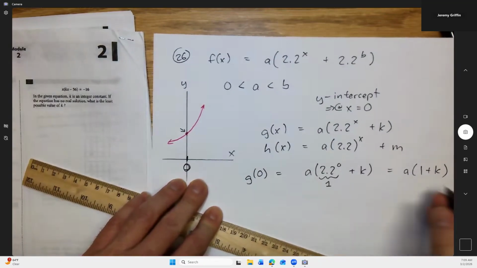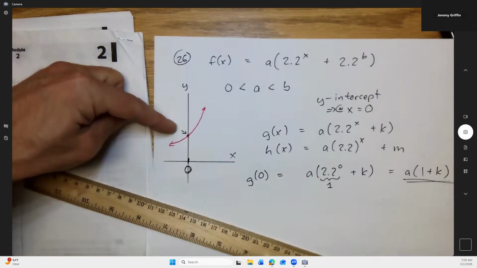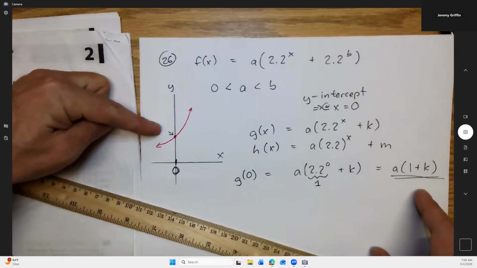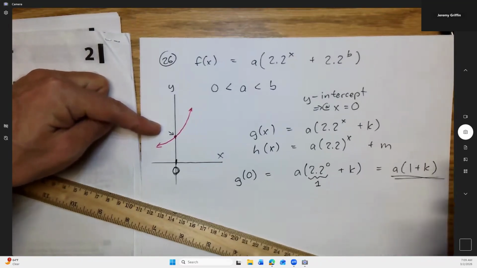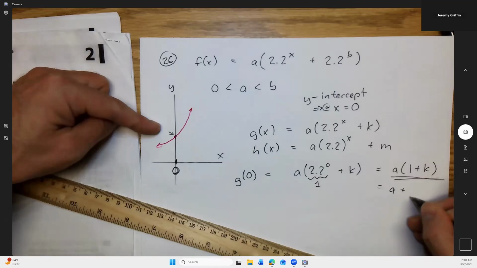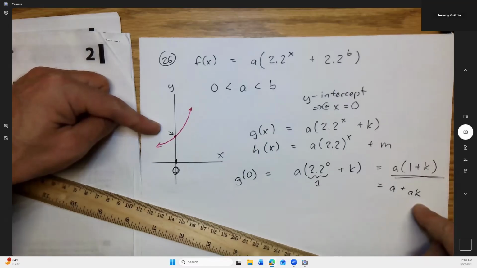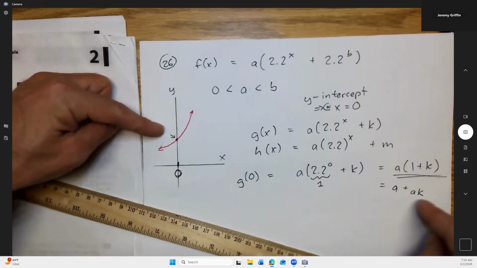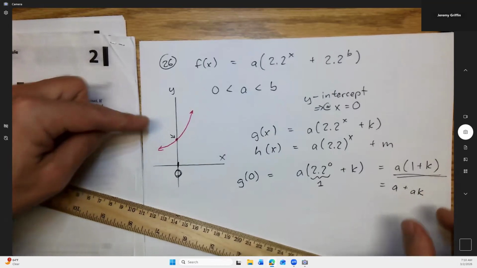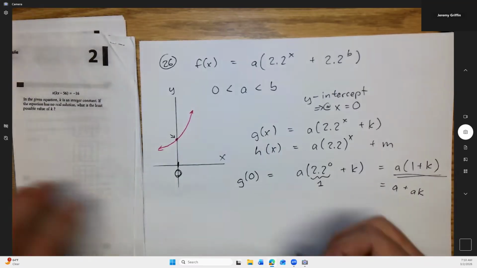Now that would be the y value of this y-intercept here. So the y-intercept is at 0 comma a times (1 plus k), or a plus ak if you like. This is a plus ak. But the key here is that this y-intercept is not a single constant or coefficient. It's this whole little expression right here. So that would not be one of the valid answers they're looking for.